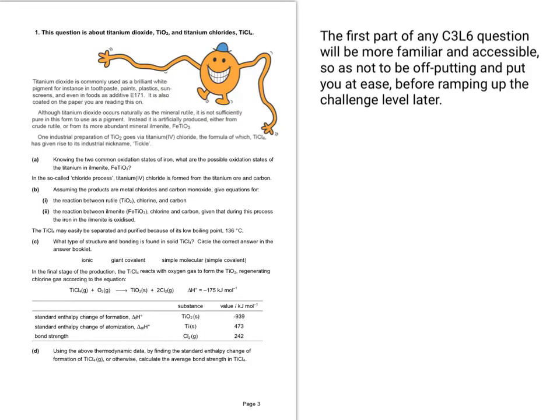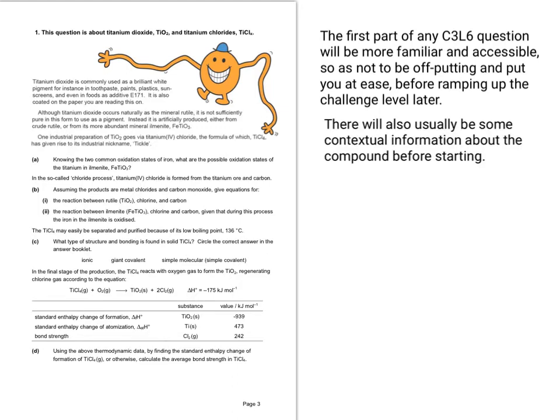So looking at the first part of the question, it'll be familiar and accessible, just like any Cambridge Chemistry Challenge question. This is designed to not put you off and put your mind at ease, so that you can get going and have a momentum when it starts to get a bit harder later on. And what they'll also do is give you some contextual information about the compound they're going to ask you about. This helps to set the scene so that you can see the point of the compound in the question. It helps your mind link with it in a slightly more emotional sense.